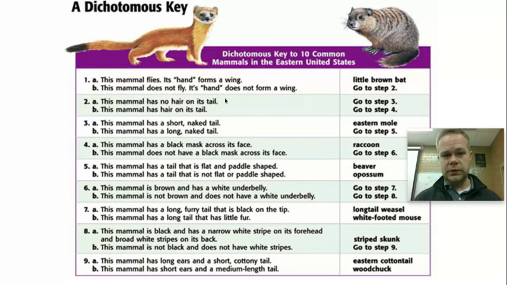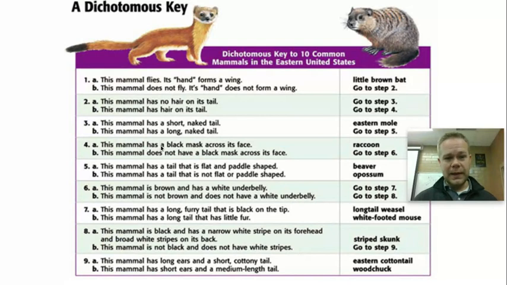You go wherever it tells you. Option A, the mammal has no hair on its tail, or option B, the mammal has hair on its tail. Which one? It has hair. So we choose option B, and it tells us to go to step 4. If you've ever read a choose your own adventure book, it kind of reminds me of that. You skip around to wherever it tells you based on the choice you make. Has hair on its tail, go to 4. So we skip 3, go to 4.